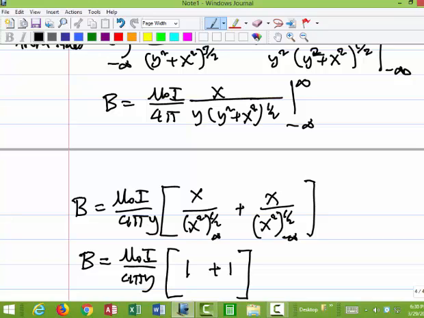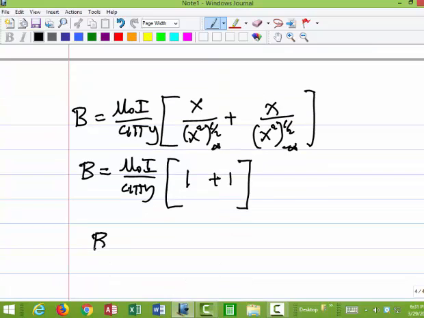So because I'm using the infinity as a way to eliminate y, then in those two cases, I just have 1 minus negative 1, which is 1 plus 1, which gives us 2. Because in reality, I'm subtracting here, and because this is negative infinity, that puts a negative there. That's why I made it positive. So that gives me B equals mu naught I times 2 over 4 pi y, which is just equal to mu naught I divided by 2 pi y.